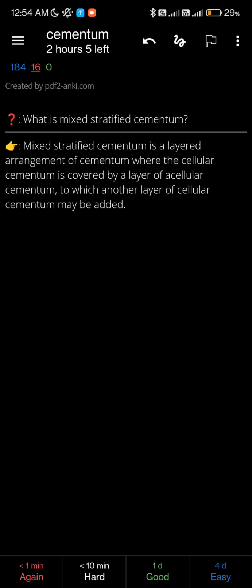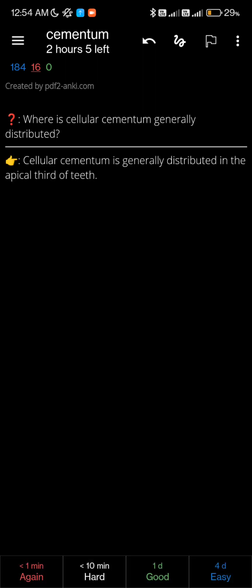That is a mixed stratified cementum. Where is cellular cementum generally distributed? Cellular cementum is generally distributed in the apical third of the root, while acellular cementum is distributed in the cervical two-thirds of the root.